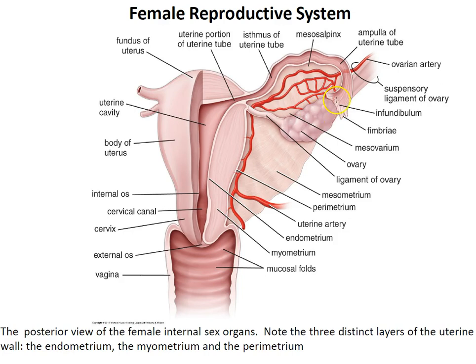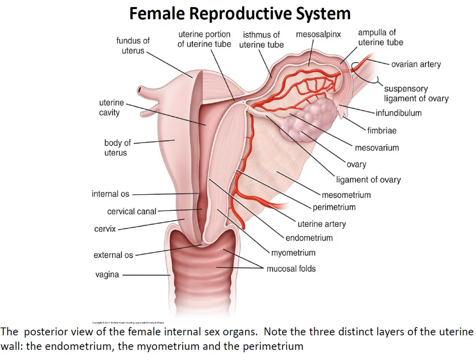Now let's look at the uterine tubes or oviducts. The one end of the oviduct or the uterine tube is adjacent to the ovary, while the other end communicates with the uterine cavity here. And it can be divided into four major parts. The first one is the infundibulum, the second one is the ampullary region, the third is the isthmus, and the intramural part, which goes into the uterine wall.